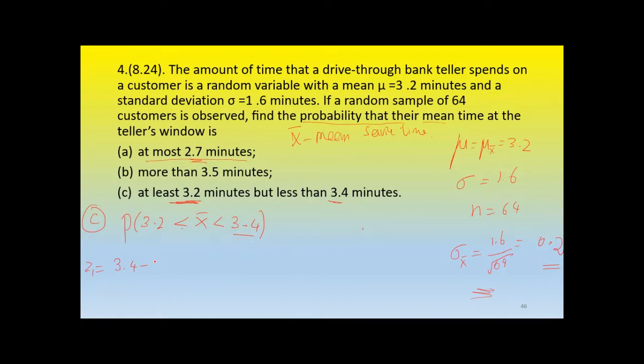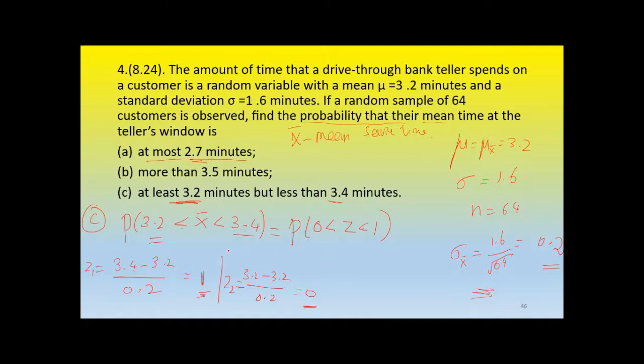3.4 minus mean 3.2 over 0.2, which is 0.2 over 0.2, which is 1. And Z2 for this value, 3.2 minus mu, is also 3.2, so it will be 0. Between 0 and 1, isn't it? Then Z lies between 0 and 1. So upper limit is 1, lower limit is 0.